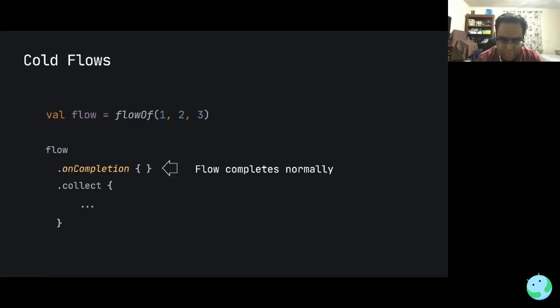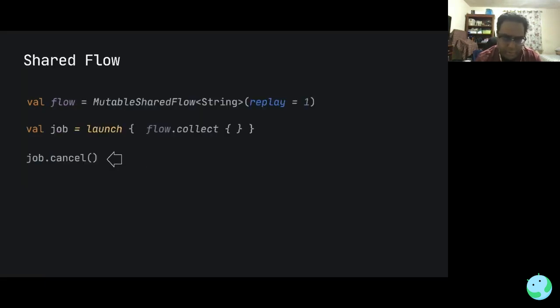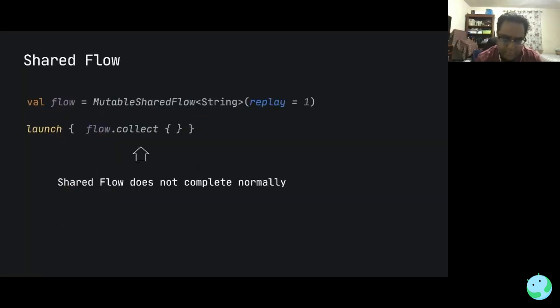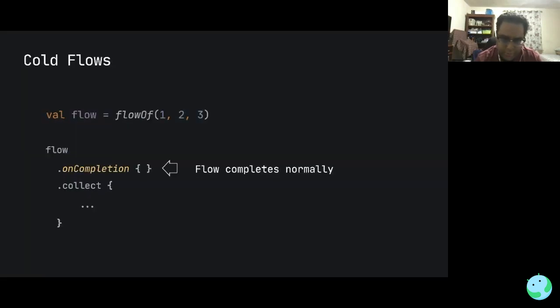It will call it because the flow has completed emitting everything, and we say that the flow completed normally. It didn't complete because of some exception or anything like that. All the items were emitted. That won't happen with a shared flow right here. A shared flow could complete, but it could complete for different reasons.